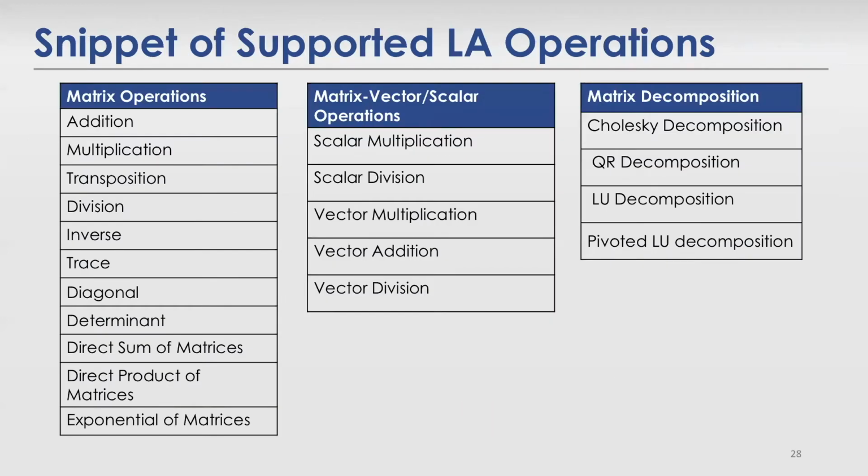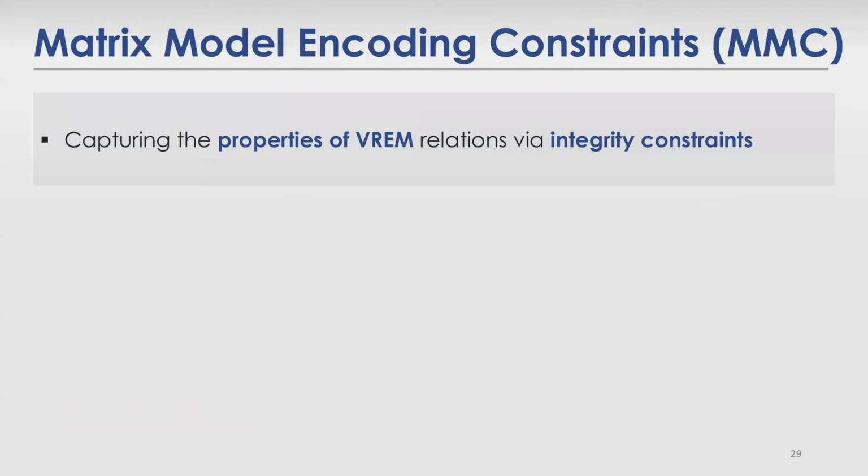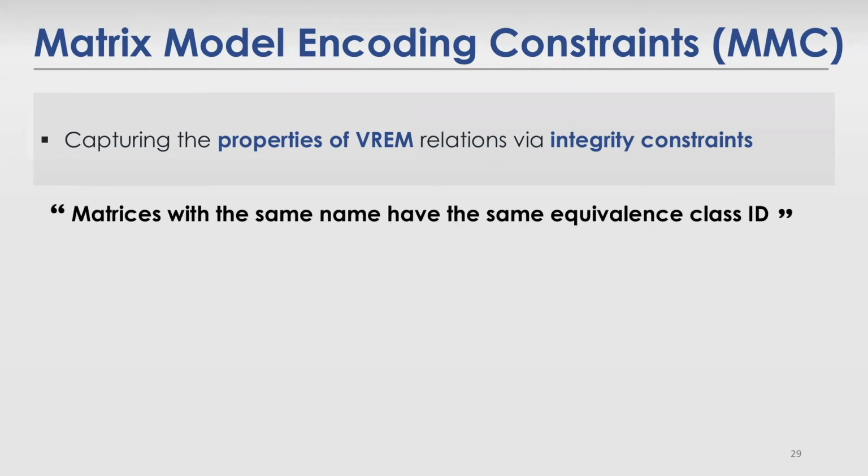We currently support a wide range of linear algebra operations, which are common in real-world ML algorithms, including matrix operations, matrix-vector or scalar operations, as well as various matrix decompositions. In order to capture the properties of these operations and make the relations that model them behave according to their intended meaning, we have to restrict what can be in these relations' rows, and we do so by introducing integrity constraints. For example, the constraint for the name relation states that two matrices with the same name have the same equivalence class ID.